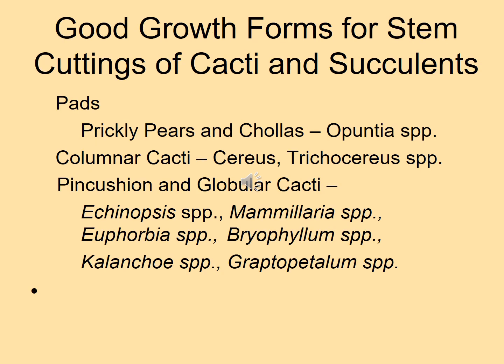Some examples of cacti and some succulents that you can take for cuttings. Prickly pears and chollas have nice pads that can be cut off and rooted. Columnar cacti, you can take sections of the column, like cereus. You've heard of saguaro. Well, it doesn't grow around here, but the ones that grow long and linear, kind of a columnar shape. There's also San Pedro cactus that's got a nice columnar shape, and those are all good. Trichocereus, those are all great for taking cuttings from sections of those columns.